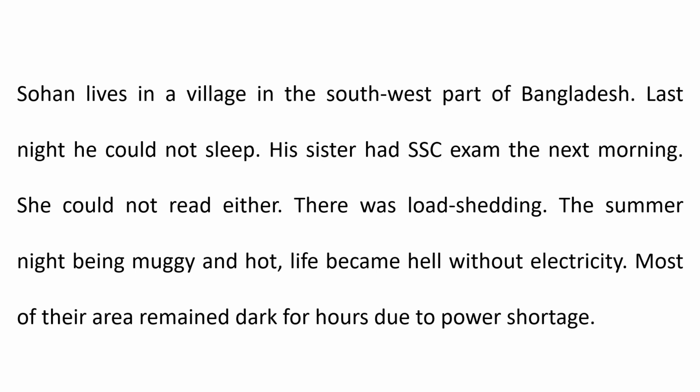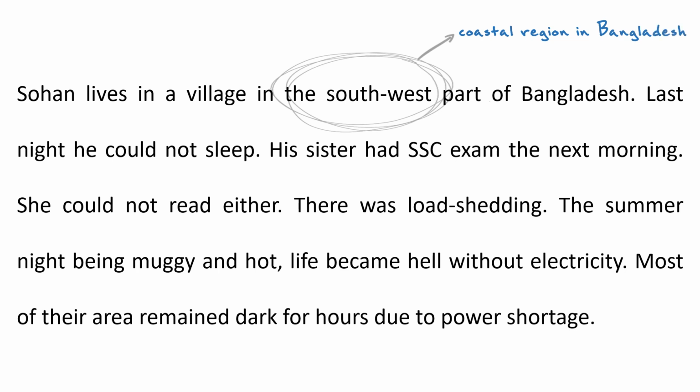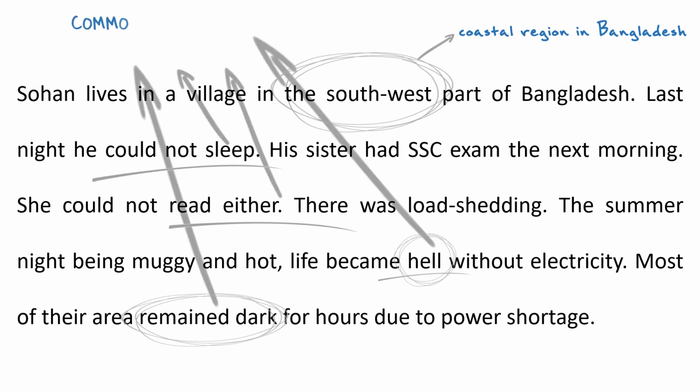Now, you can see the southwest part of Bangladesh indicates the coastal area of Bangladesh where rural poverty is severe compared to the other parts of the country. Moreover, you can see that Sohan couldn't sleep. His sister couldn't read either. And all these things made their life hell, which actually means life became dull to them. Again, their area remained dark for hours. And all these things are the common scenarios during load shedding.